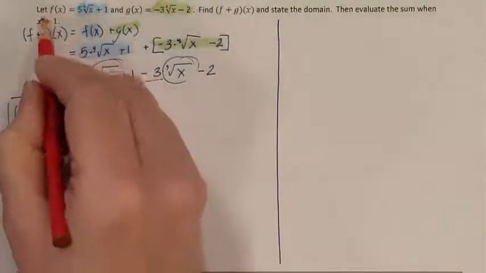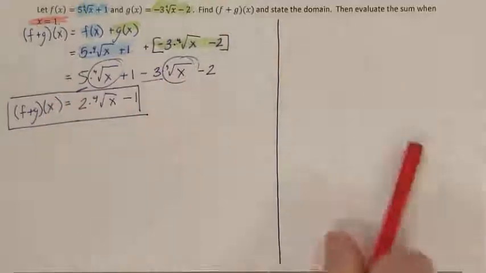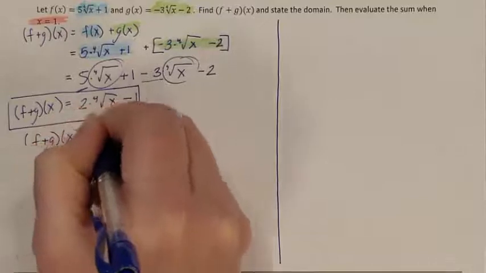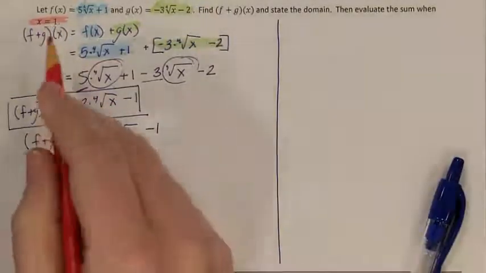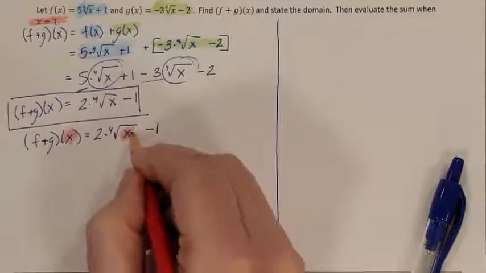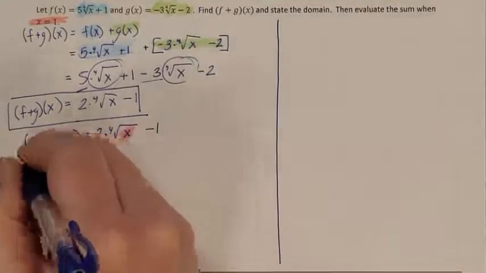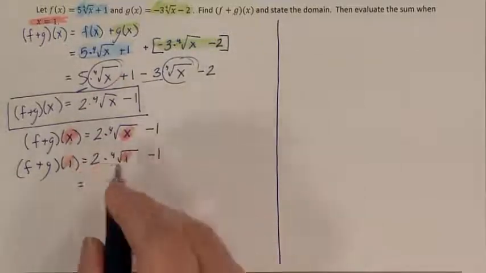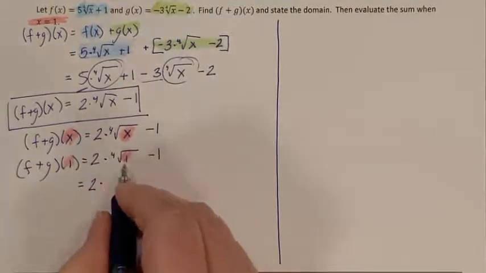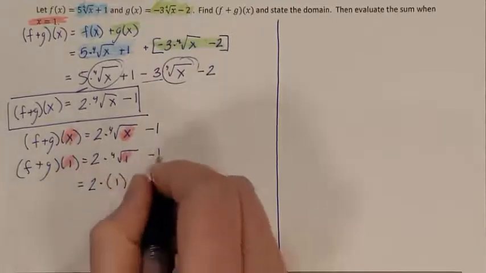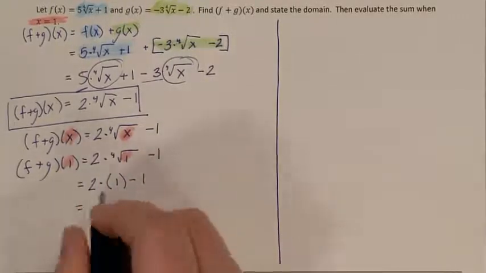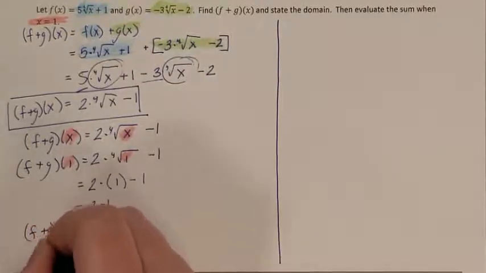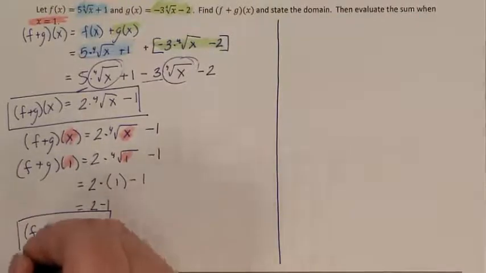Well, now I'm being asked to evaluate it when x is 1. So I have the f plus g of x rule where the x is supposed to be 1. So these x's are going to be replaced with 1s. Okay, so let's go ahead and evaluate. I have 2 times the 4th root of 1. The 4th root of 1 is 1, and we're supposed to subtract 1. 2 times 1 is 2. 2 minus 1 is 1. So f plus g at 1 gives me 1.